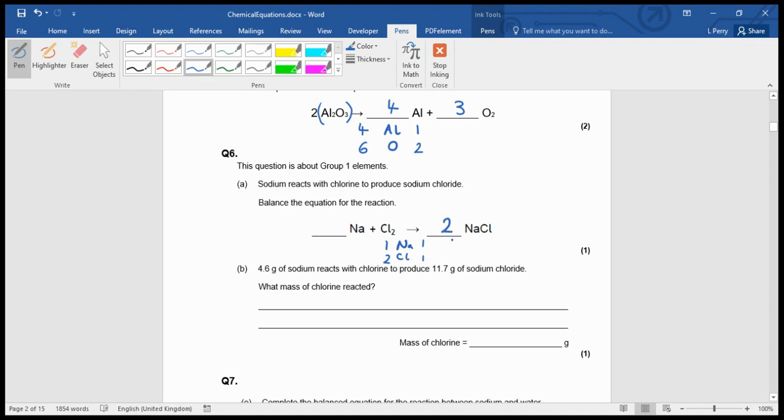But although that gives me 2 Cls, remember, big numbers times the whole thing. I've now got 2 Cls, but I've now also got 2 Nas. I've got another imbalance. I now need double the amount of Nas on the left, so I need to times that by 2 as well.